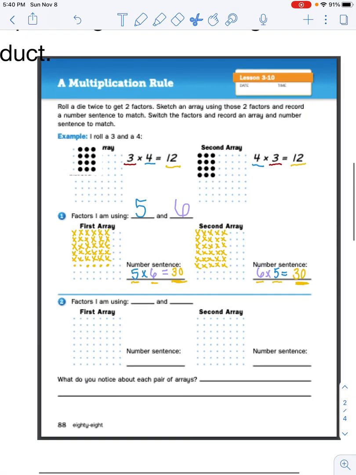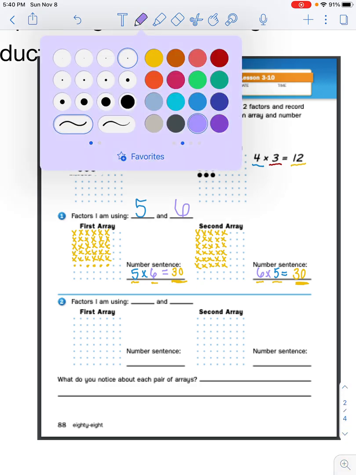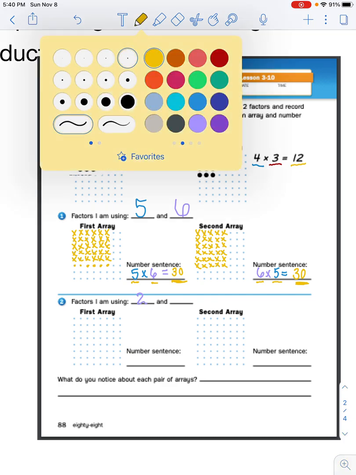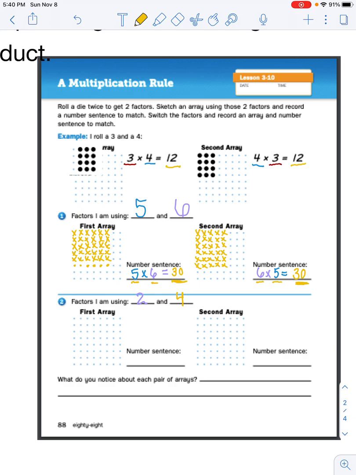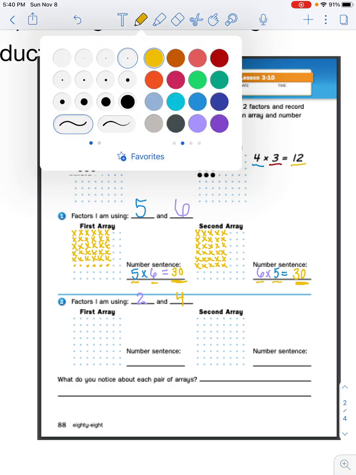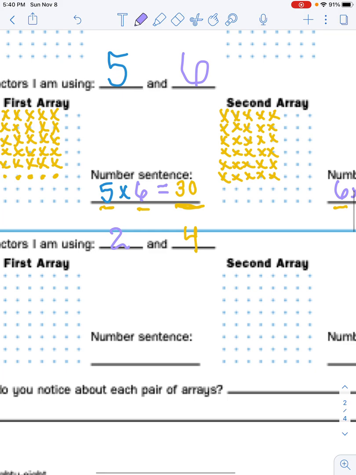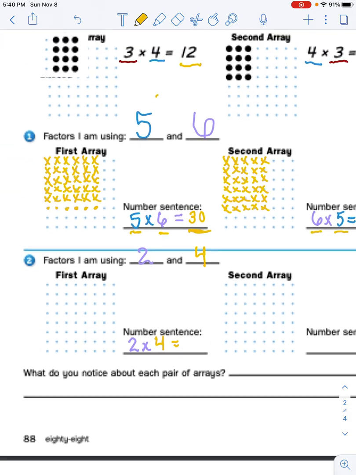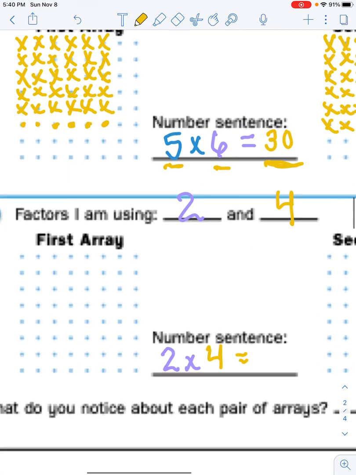Okay, let me do another one, and then I'll have you guys try this on your own. The other factors I rolled were a 2 and a 4. Okay, so it doesn't matter which one goes first on your number sentence because you're going to be flipping around. You'll use them both at some point, but I'm just going to start with the 2 and then times 4 equals, I know what it equals, but I'm going to wait on that part.